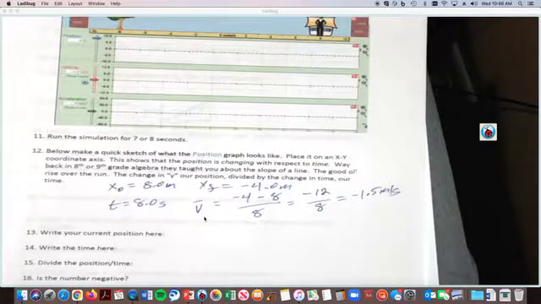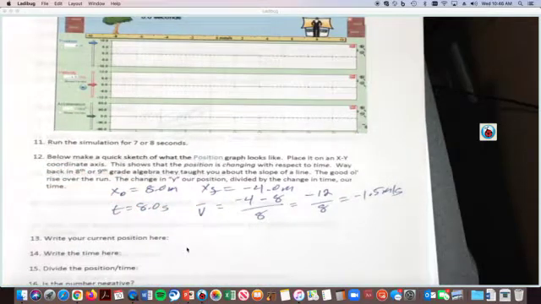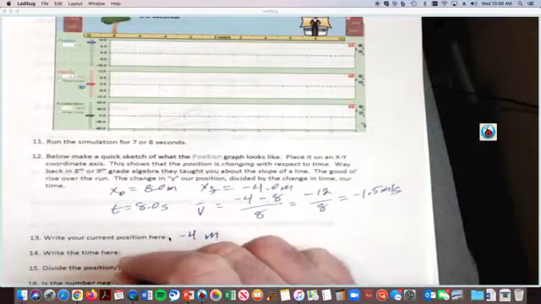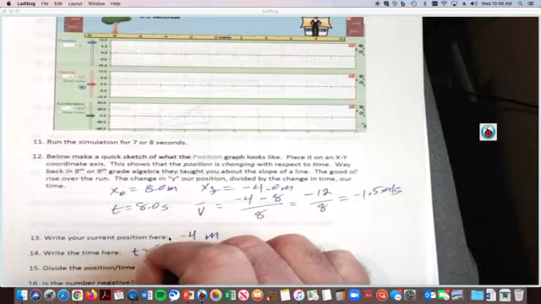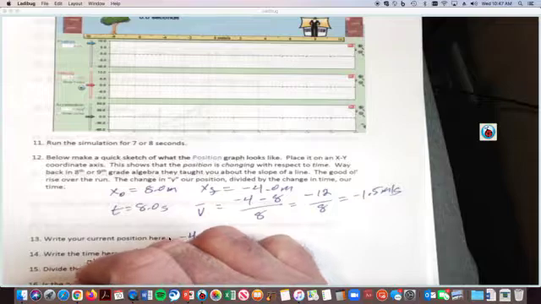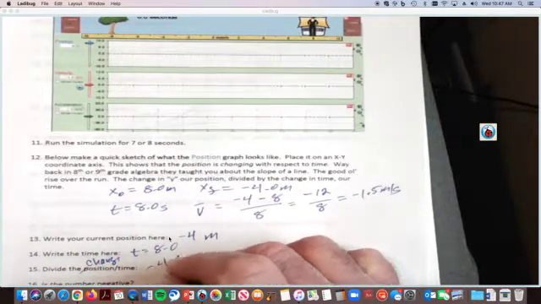Okay? And so if you were going to be filling out this chart, you'd be going, oh, my current position is -4 meters. My time is 8 seconds. And so divide the change. Now this is confusing. I should have said divide the change in position. Like I did here, the change in position, -4 minus -8.